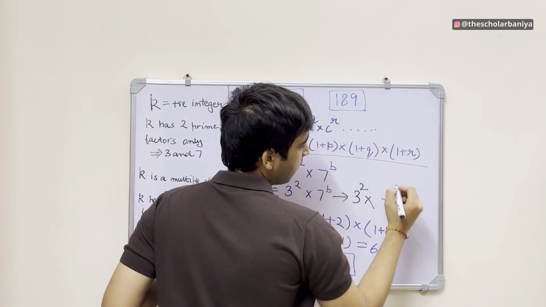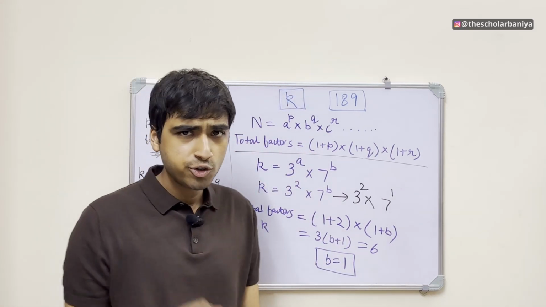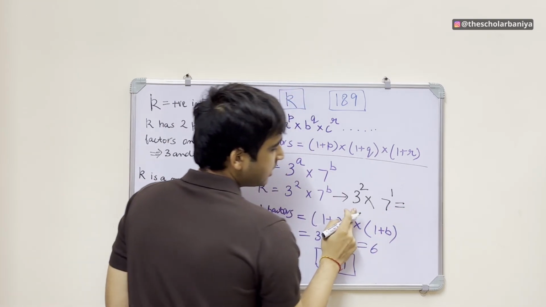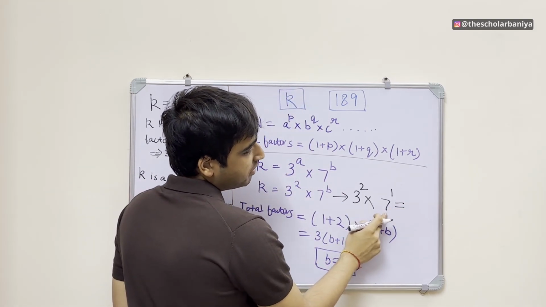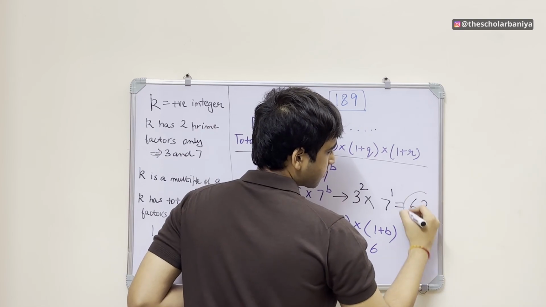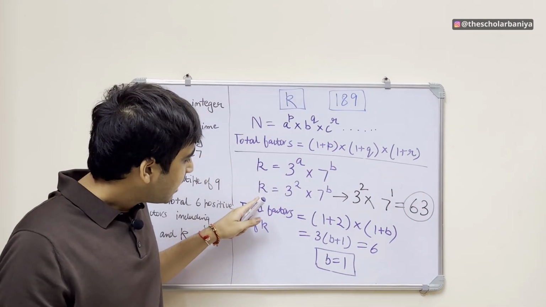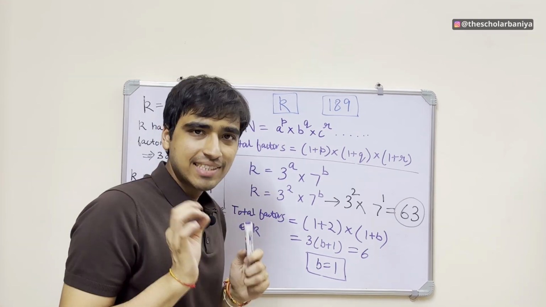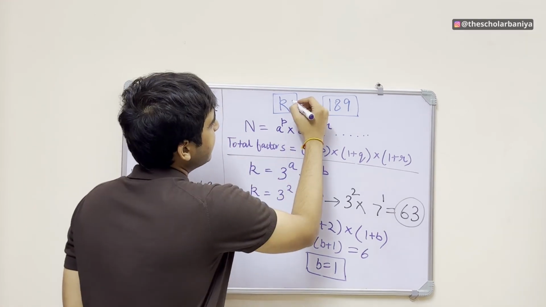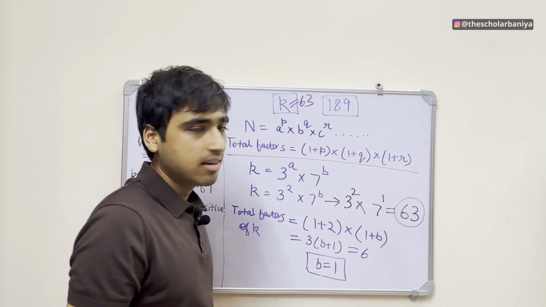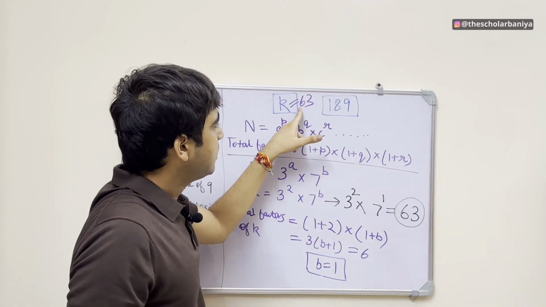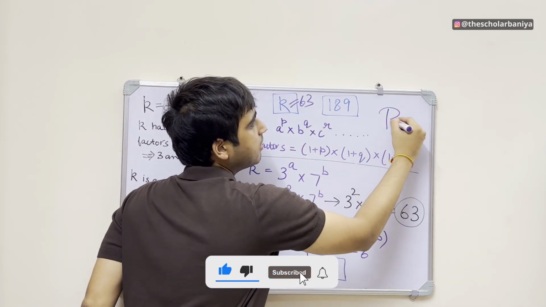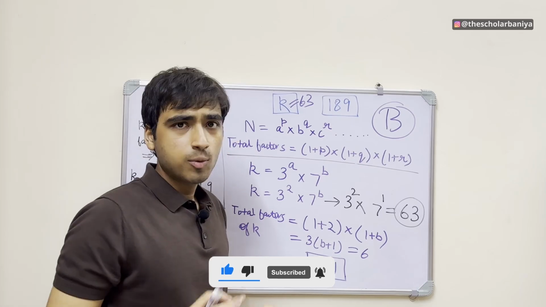So that means 7 to the power 1. I hope this should be clear, right? Now if you solve this, how much will this be? 3 squared is 9, so 9 into 7, which is 63, right? So that means the value of k is 63. I hope this is clear. So since k is equal to 63, and obviously we know that 63 is less than 189. So 189 is bigger. So the answer is B. I hope this should be clear.